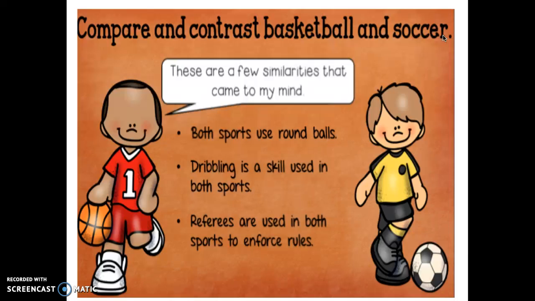But what are the ways that they're different? Well, both sports use balls, but soccer balls are black and white, and basketballs are orange. Dribbling is a skill used to dribble the soccer ball with your feet, whereas we dribble with our hands in basketball. Both games do have rules for scoring a goal. A goal for basketball is up in the air. The goal for soccer is on the ground.